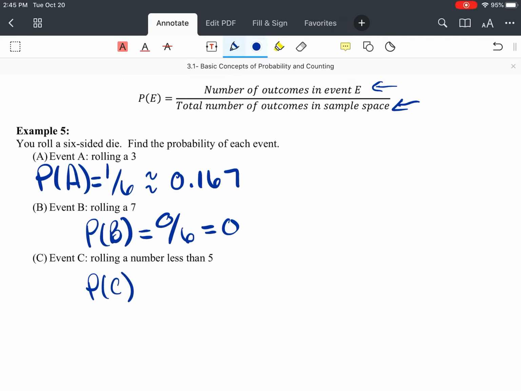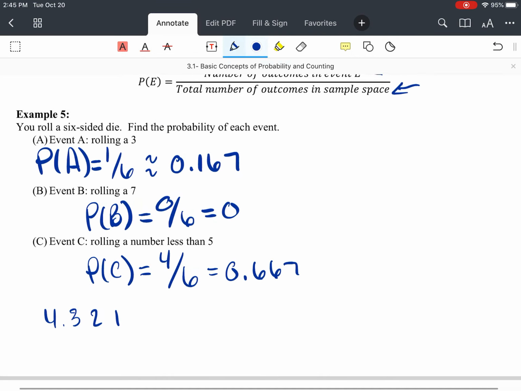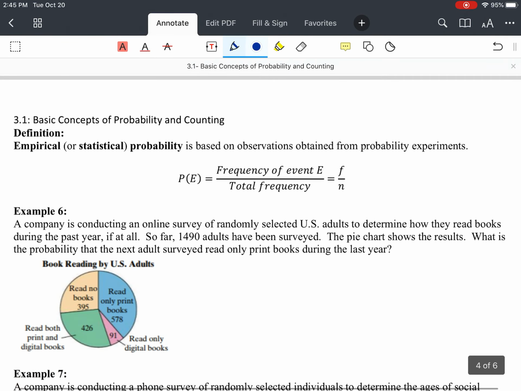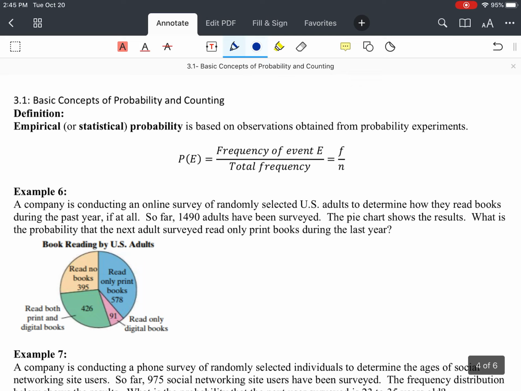Okay, and then rolling a number less than 5. So this would be the probability of event C is equal to, well, the numbers less than 5 are 4, 3, 2, and 1. And so we have four outcomes divided by 6, which gives you about 0.667. Okay, and so that's finding the probability of events.